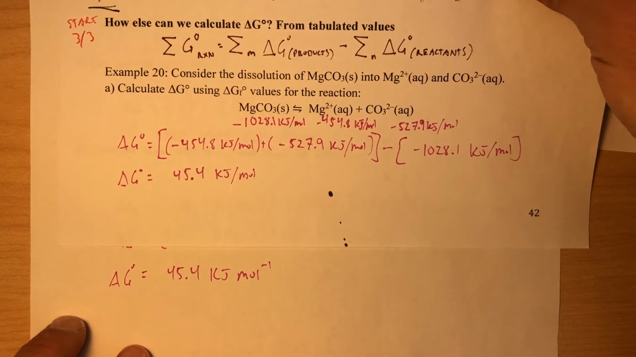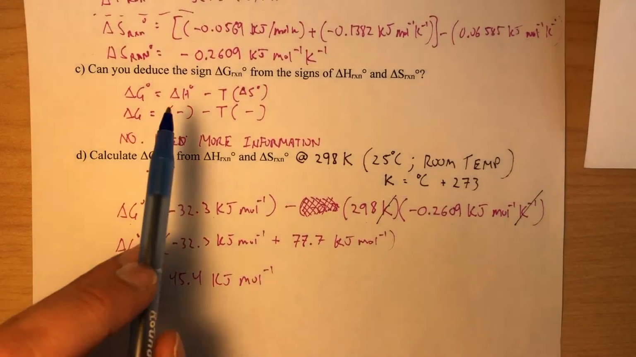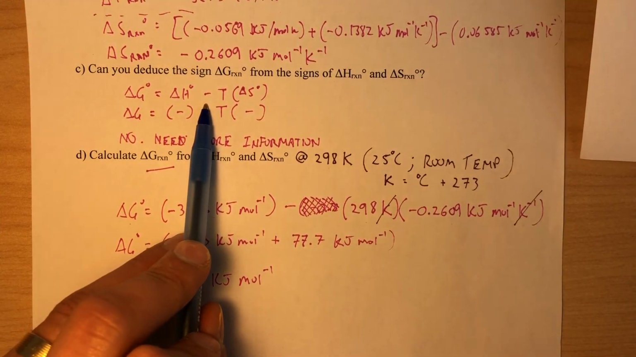And this should make sense because all of these values are interrelated using this equation, delta G equals delta H minus T delta S.